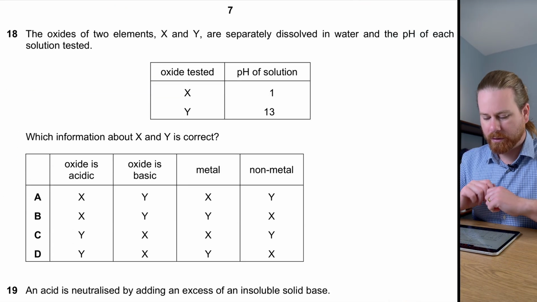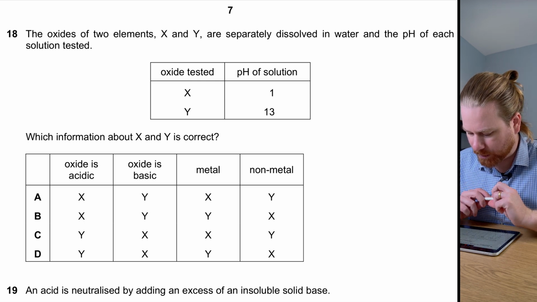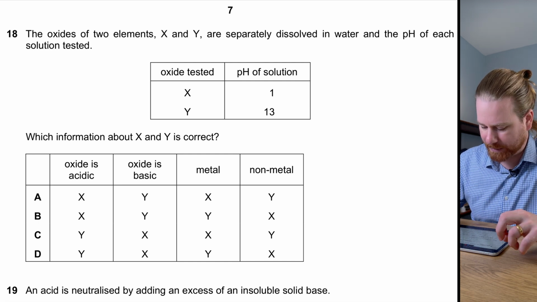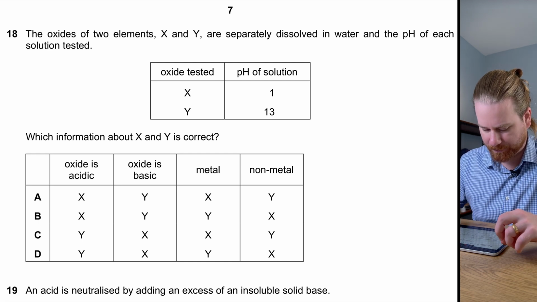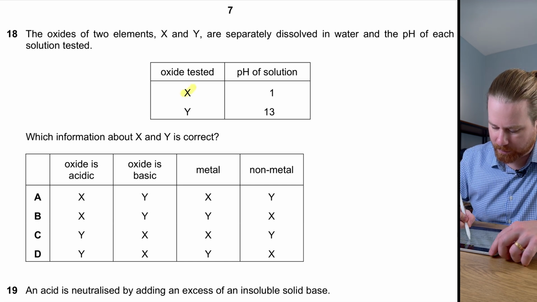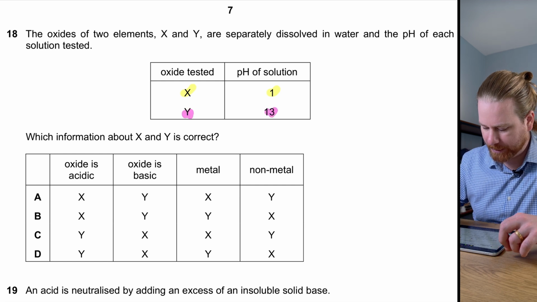Okay, the two oxides of two elements, X and Y, are separately dissolved in water, and the pH of each solution is tested. Okay, very nice. Which information about X and Y is correct? Well, we can have a look at what we've got here. So, and these pHs, so this is probably an acid, this is probably an alkali.